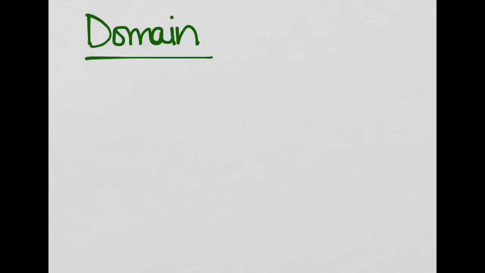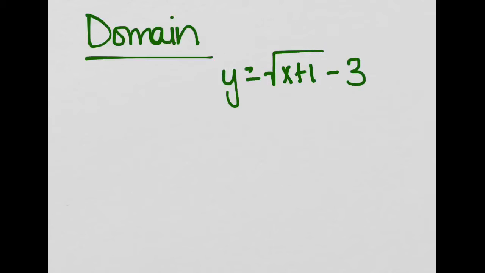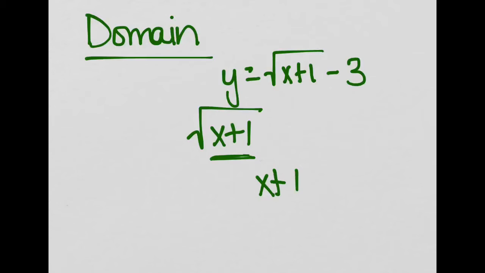Okay, the next thing that we're going to be doing with these square root functions is they're going to ask you to find the domain. All that means is if you're given an equation of something like this, as an example, whatever is inside the square root, which is x plus 1, you're going to make that value, x plus 1, greater than or equal to 0. So I'd solve it, and x is going to be greater than or equal to 0.